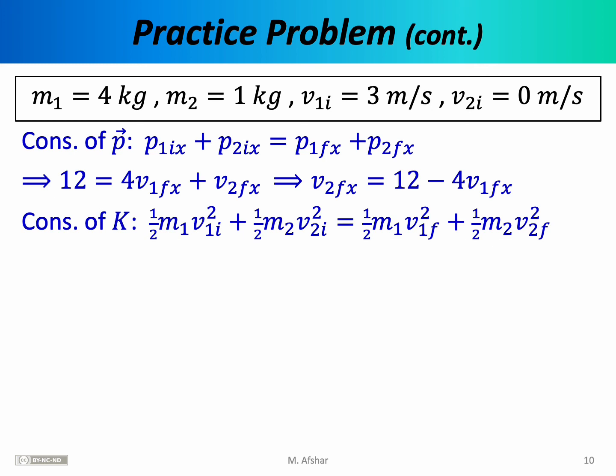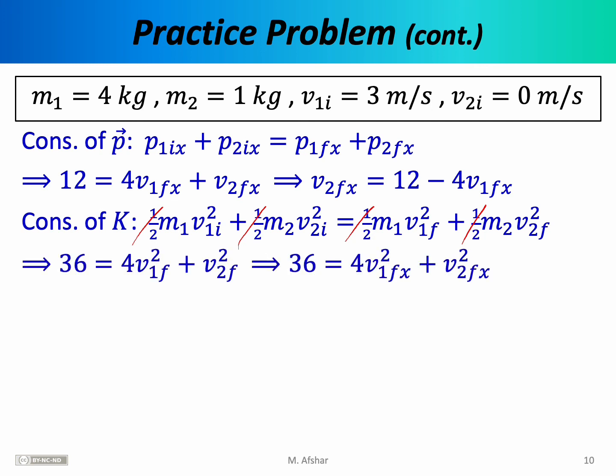At this point, I can probably make my life a little bit easier if I immediately cross out all of the 1/2s that I see everywhere. And then I can plug in the masses and the velocities, and I find that on the left side of this equation, I'll get 36. And on the right side, I'll get 4 v1f squared plus v2f squared. v1f is the speed of particle 1.